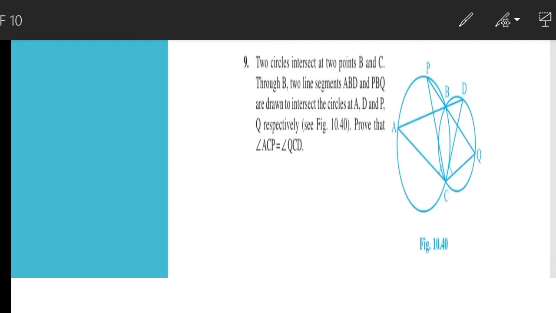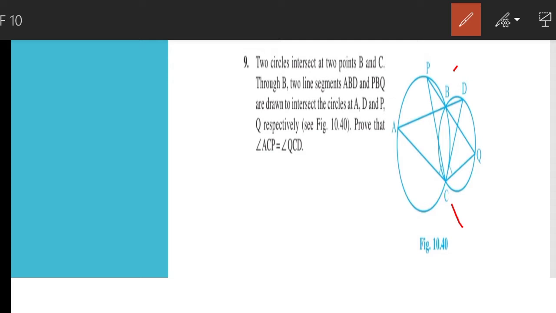So, in sum number 9, we have two circles intersecting at 2 points B and C. So, you can see at B and C the two circles intersect. One circle is big and another is small.